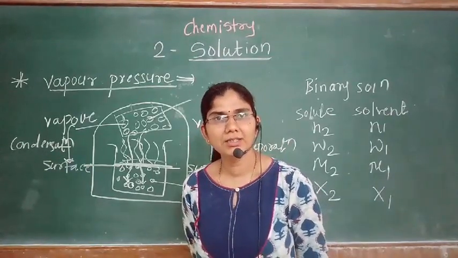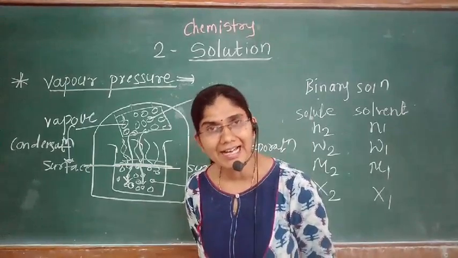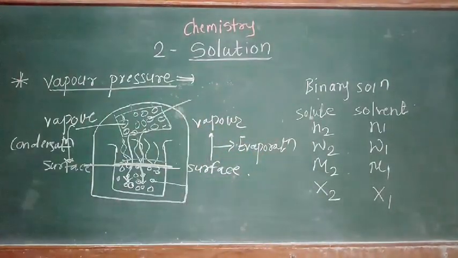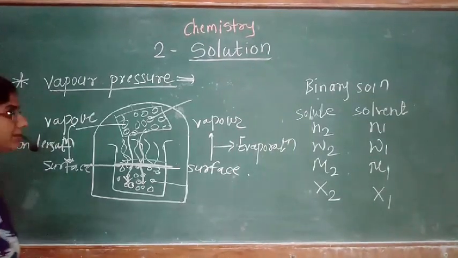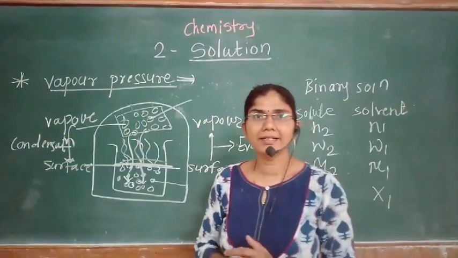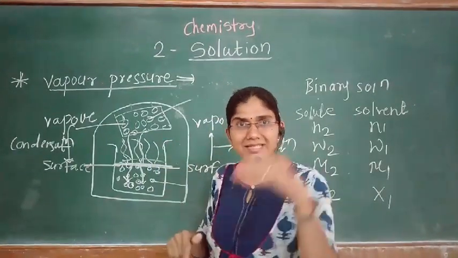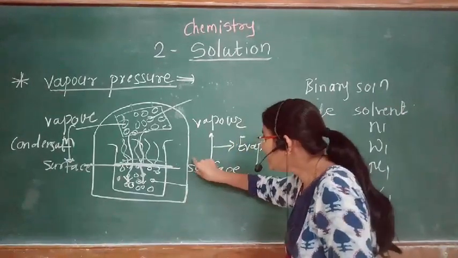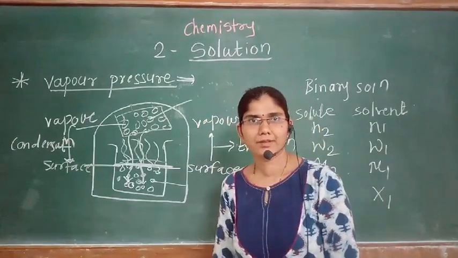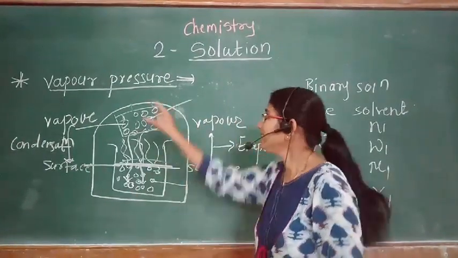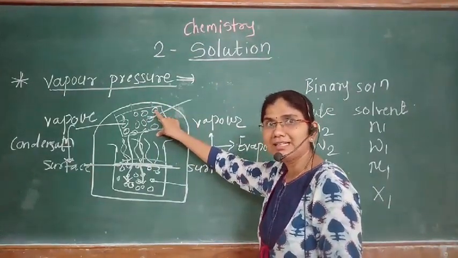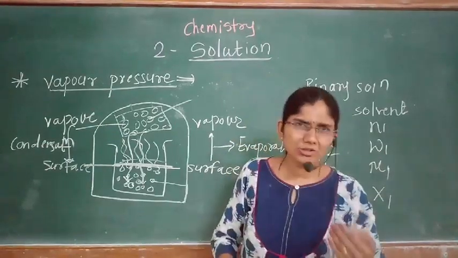What is meant by vapor pressure? The vapor pressure of a substance is defined as the pressure exerted by the gaseous state of a substance when it is in equilibrium with its liquid or its solid. It is the pressure exerted when the system is in equilibrium, meaning an equilibrium is established between the surface of the liquid and the vapor.